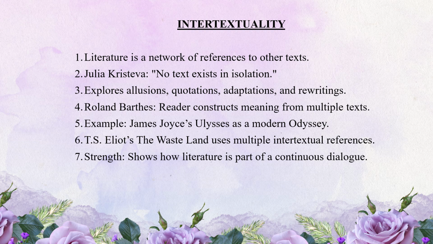Next we have intertextuality. Literature is a network of references to other texts. Julia Kristeva: no text exists in isolation, explores allusions, quotations, adaptations, and rewritings. Roland Barthes: reader constructs meaning from multiple texts. James Joyce, Ulysses as a modern Odyssey. T.S. Eliot's The Waste Land uses multiple intertextual references, shows how literature is part of a continuous dialogue.